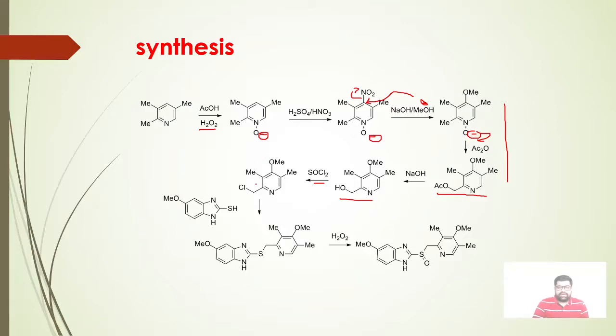And when we get the halide derivative, the next step is treatment with 5-methoxy-2-mercaptobenzimidazole. So this benzimidazole thiol will attack this carbon and simple nucleophilic substitution of this chloro will give us this kind of sulfide derivative. Once we get the sulfide derivative, we will treat it with H2O2 to form this sulfoxide. Okay, so the sulfoxide is a very important part of this drug. So it is achieved by treating it with H2O2. So this is how the omeprazole drug is synthesized in common organic synthesis.